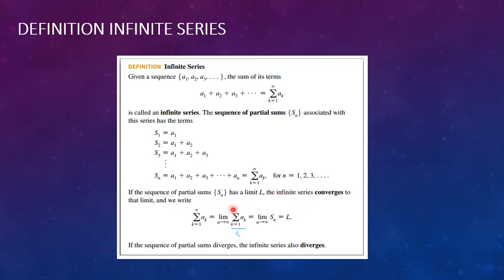If the sequence of partial sums, S sub n, has a limit L, the infinite series converges to that limit, and we write the summation from k equals 1 to infinity of a sub k equals the limit as n goes to infinity of the summation from k equals 1 to n of a sub k, which equals the limit as n goes to infinity of S sub n, equals L. If the sequence of partial sums diverges, the infinite series also diverges.